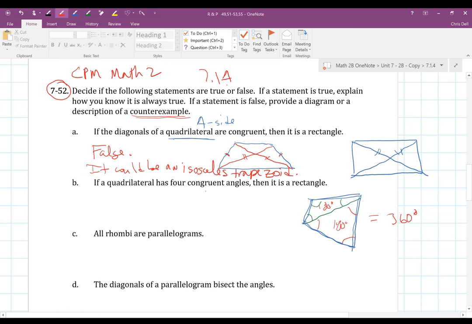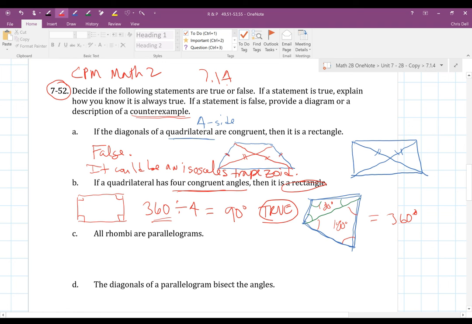So if it has four congruent angles, then it's a rectangle. Well, in order to get four congruent angles, I would take 360, divide by 4, and that would be 90. So the only way to have four congruent angles that add to 360 is for all of them to be 90. And if you have four 90-degree angles in any quadrilateral, it has to be a rectangle. So this statement is true.